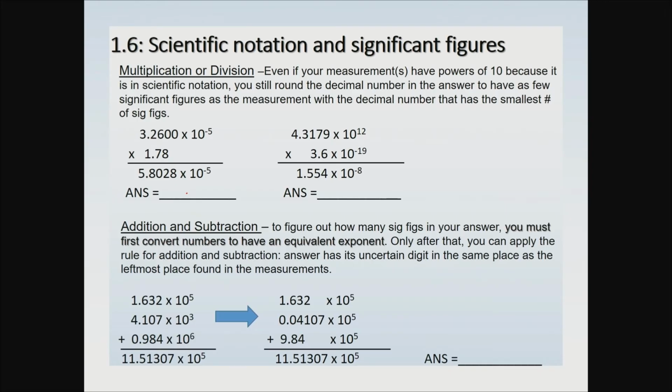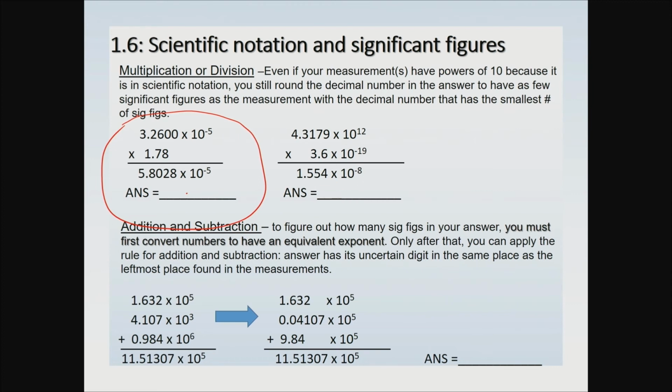So now the last thing I want to go over is what you do if you have an answer on your calculator that's in scientific notation and you have to round that number to the correct number of significant figures. So first, we're going to look at the case where you are multiplying or dividing numbers in scientific notation. And again, you get an answer in scientific notation, you have to round it to the correct number of significant figures. So let's take a look at this example here on the left.